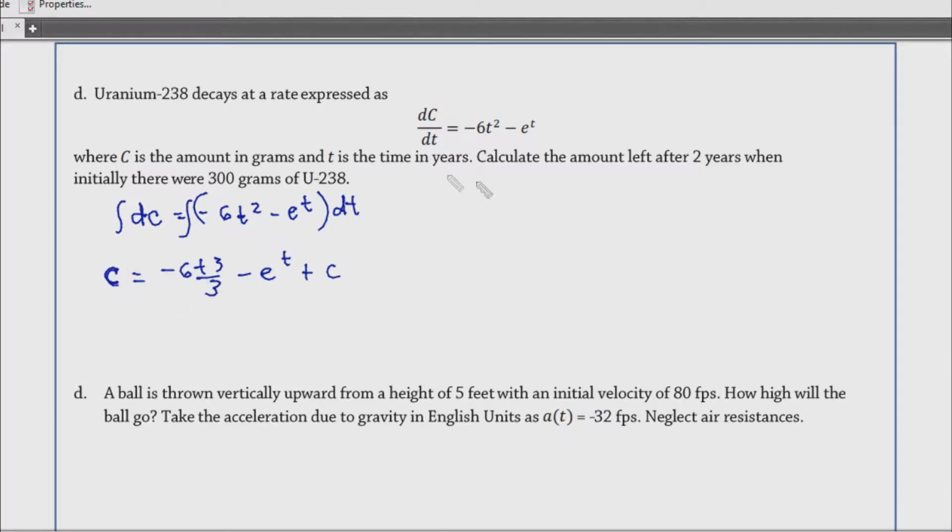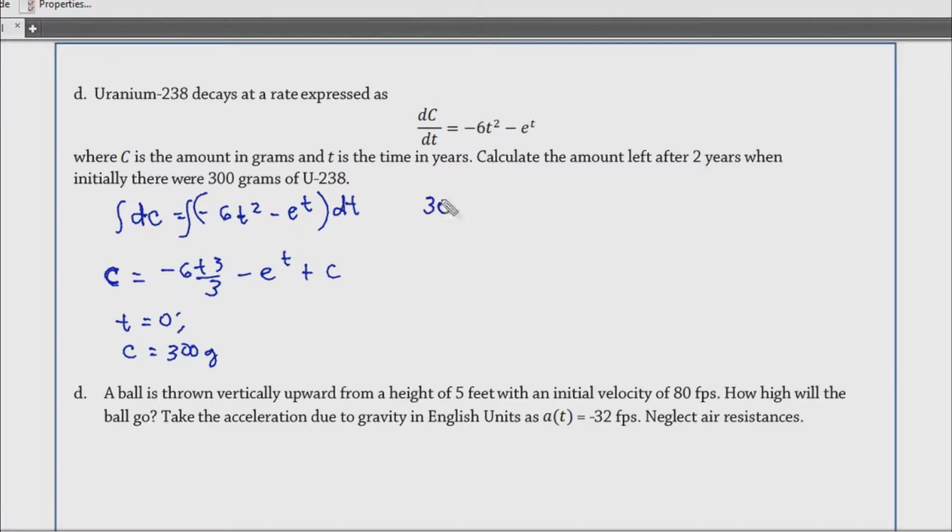Okay? And then, sabi dito, kailangan natin hanapin yung amount left after 2 years. Pero initially, we have 300 grams. So, therefore, if we have t is equal to 0, then yung ating c is equal to 300 grams, meaning buo siya, no? So, hindi 2 years ang ating gagamitin, kundi 0 kasi initial natin is 300 grams.